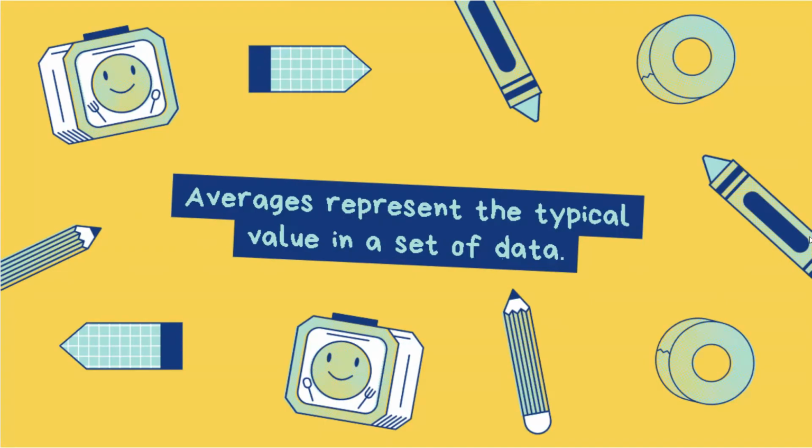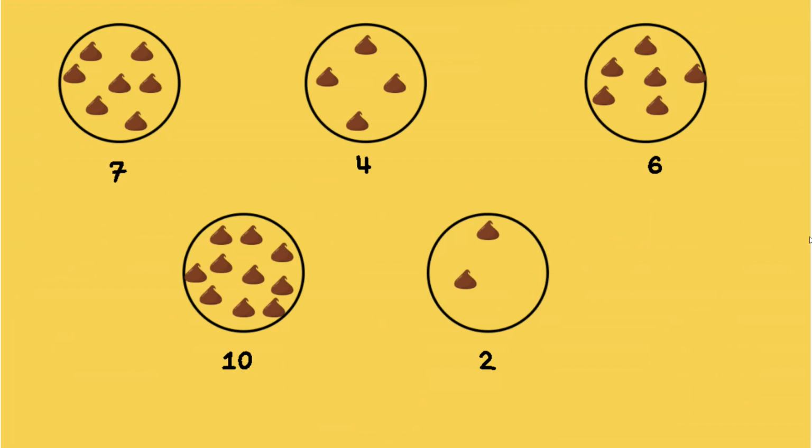For example, people might say that the average American family has 1.94 children, or the average American eats 42 pounds of cheese. This gives you an idea of what is typical or common among a set of data like a population. Here's an example of averages using chocolate chip cookies.